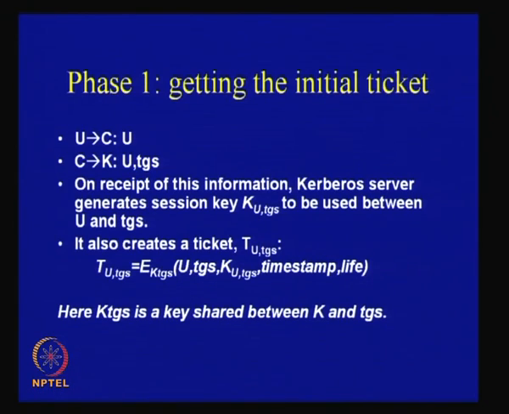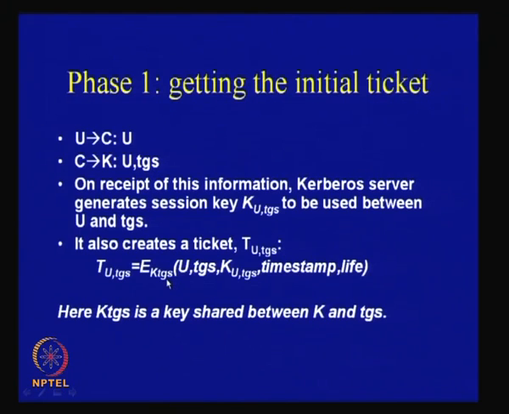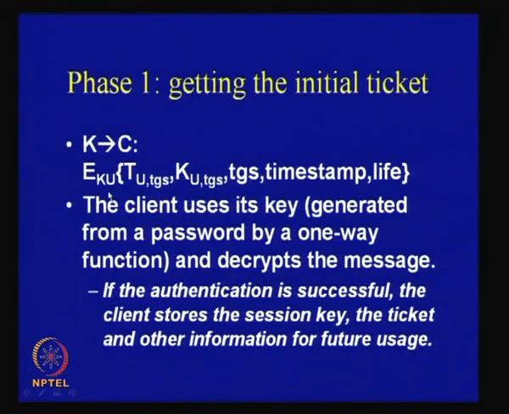On receipt of this information, the Kerberos server generates a session key called KUTGS. KUTGS is the session key to be used by the user or the client to communicate with the ticket granting service. Okay, so remember the previous Needham-Schroeder protocol. It implies that this Kerberos server has a long term key for the ticket granting service as well as a long term key for the client, right. So there are two long term keys. One is KTGS, the long term key of the Kerberos server for the ticket granting service, and there is another long term key, KU, which is maintained by the Kerberos server for the user U.